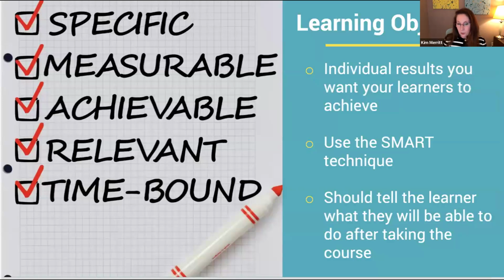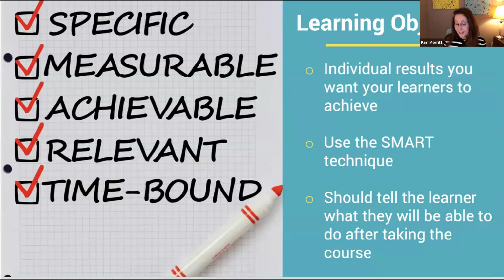Then we're going to set e-learning course objectives. The learning objectives in an e-learning course are the individual results that you want your learners to achieve based on the course goals that you established. We recommend using the SMART technique to establish your learning objectives, because if you don't have clear and specific objectives, it's going to be very hard to create course content that meets your learners' needs.